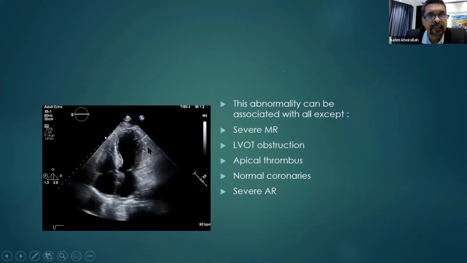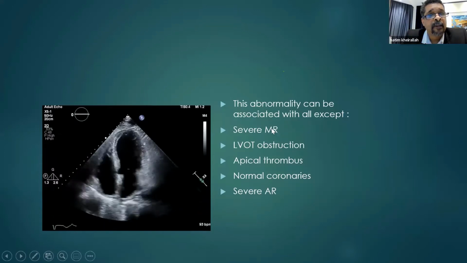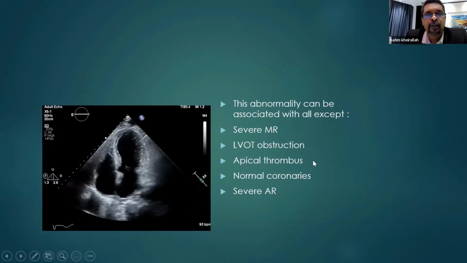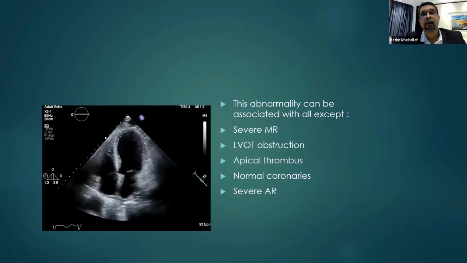Now, this abnormality can be associated with all except. What you are seeing here on this echo could be associated with severe mitral regurgitation, LVOT obstruction, apical thrombus, normal coronaries, severe AR. We need one wrong answer.